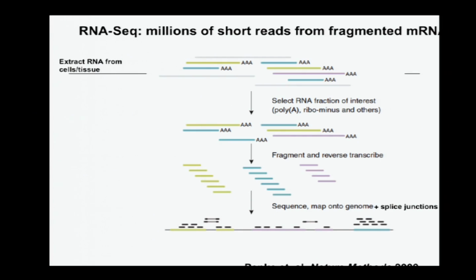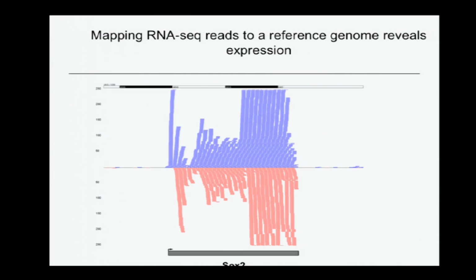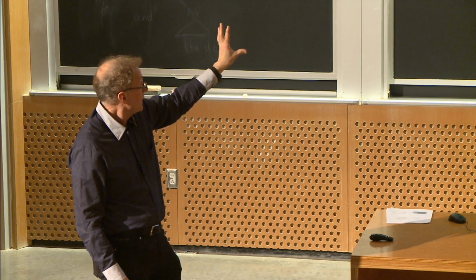And when you do this, when you sequence the result of doing the reverse transcription of these RNA molecules, and you map the results to the genome, what you find is data that looks like this. This is the SOX2 gene. This is typical expression data. You can see all of the individual reads mapping to the genome, the blue on the plus strand, the pink on the minus strand. And our job is to take data like this and to analyze it.